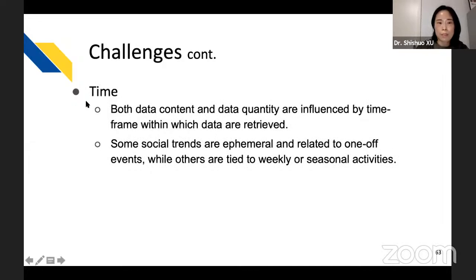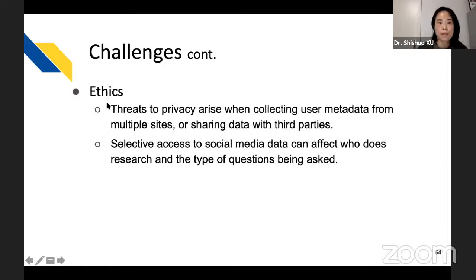Similar to the spatial perspective of location, another concern is from the temporal perspective. If we use different time frames, we may get different amounts of data. And if we do different researches or use it for different applications, they may hold different temporal features, like some are weekly events, some are seasonal events, so this may hold different characteristics. Another one is the privacy problem, which is about ethics. If we collect user data from multiple sites or share the data with third parties, some users may be concerned about their privacy.